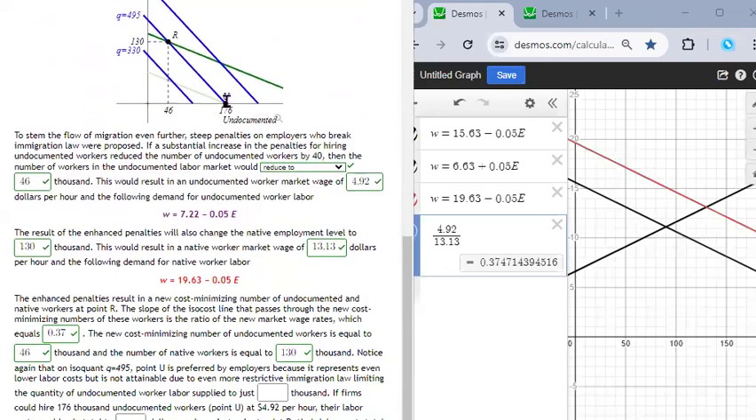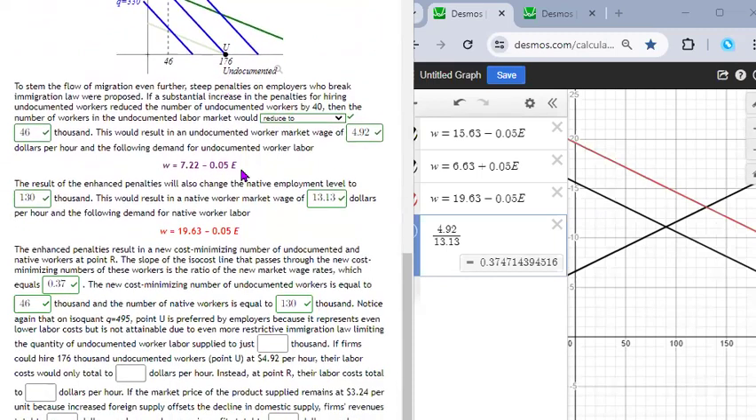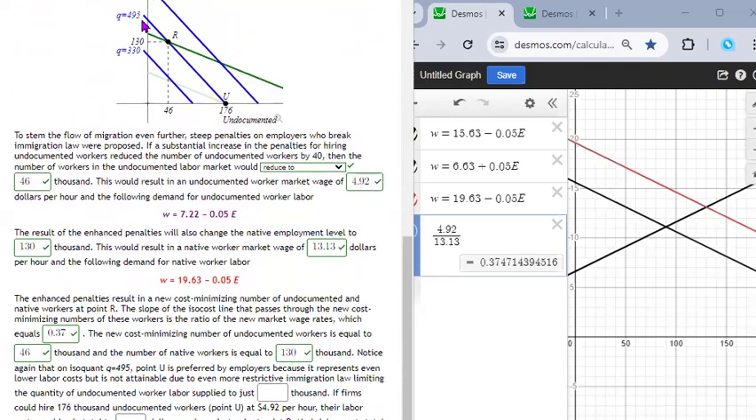Okay. Point U is where the firms would like to be, right? They would like to be at point U. Okay. Point U and point R are still on this isoquant of 495, right? Output being 495. So point U is preferred by employers because it represents even lower labor cost, but is not attainable due to even more restrictive immigration law, limiting the quantity of undocumented workers labor supply to just 46,000, right?